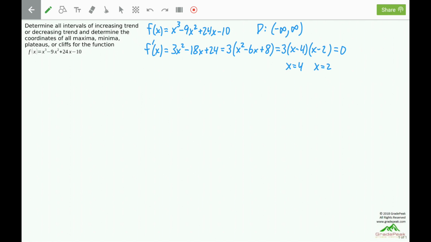The next thing to do is draw a domain line. The domain is negative infinity to positive infinity, so it will not have a left end or a right end. We can put the critical numbers on the domain line. 4 is greater than 2, so it will end up to the right of 2.